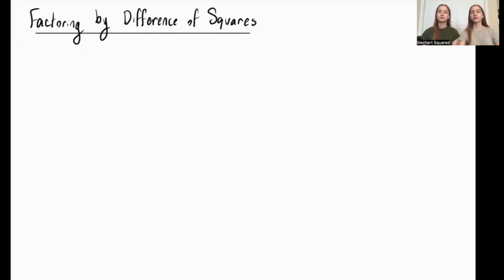I'm Megan Secret, and today we're going to continue our series on factoring, and we're going to do factoring by difference of squares. So let's dive in. Factoring by difference of squares is one way that you can factor.